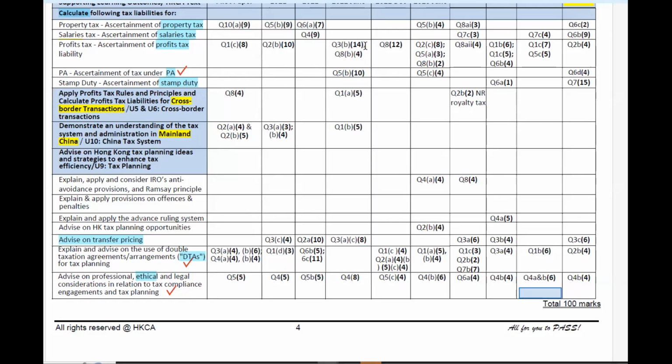Okay, any questions so far related to the first document, past paper analysis?